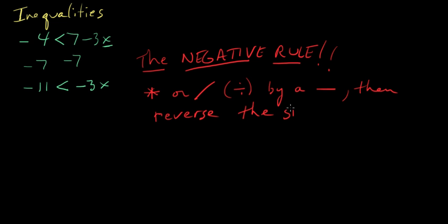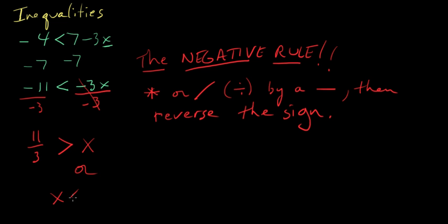The reason I said that is because, look, in order to solve this inequality, I have to divide both sides by negative 3. So that means I'm going to reverse this sign. Instead of negative 11 over negative 3 is less than, which gives me x over here, I have to turn this sign around so it points this way now. And so I get 11 thirds is greater than x, or x is less than 11 thirds. You see, I just swapped this, made it backwards.